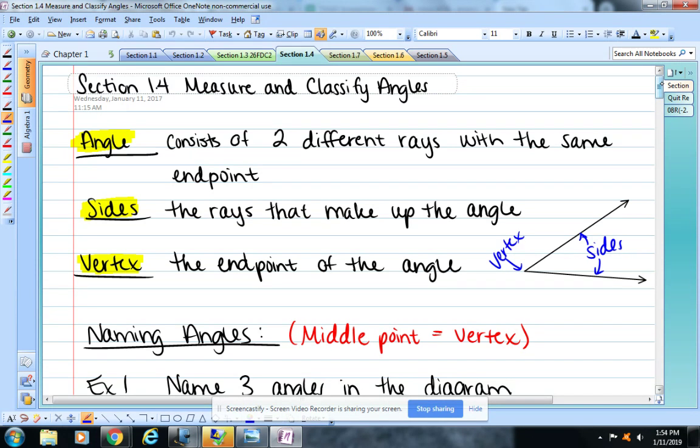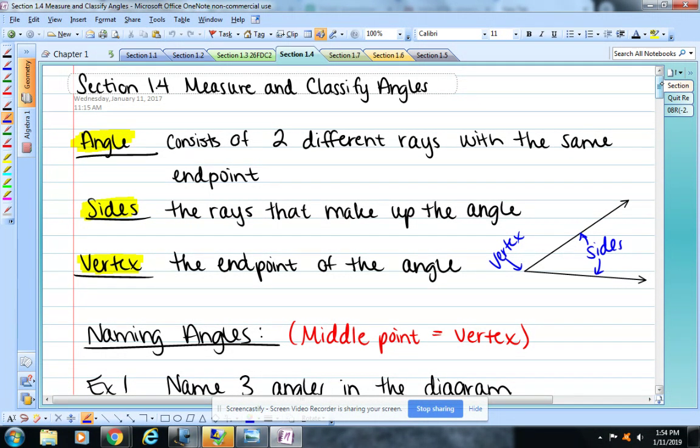So today we're going to talk about different things about angles. A lot of the things that we can do with segments, we can also do with angles. So angles just look different. First of all, an angle consists of two different rays with the same endpoint. So if you look at this picture of an angle right here, this is a ray and this is a ray. And they both have the same endpoint right here. That endpoint is called the vertex. That's the point where your two rays come together to make an angle.